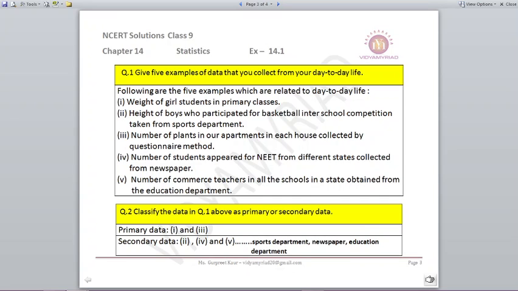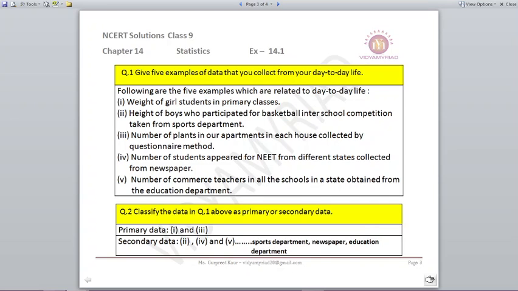Number 3. Number of plants in our apartments in each house collected by questionnaire method. Number 4. Number of students appeared for NEET from different states collected from newspaper. Number 5. Number of commerce teachers in all the schools in a state obtained from the education department. So there are 5 examples which are taken from day-to-day life. You can choose any of yours.